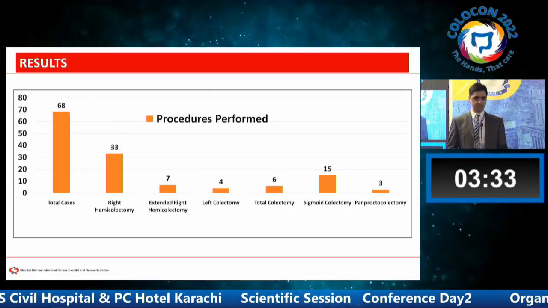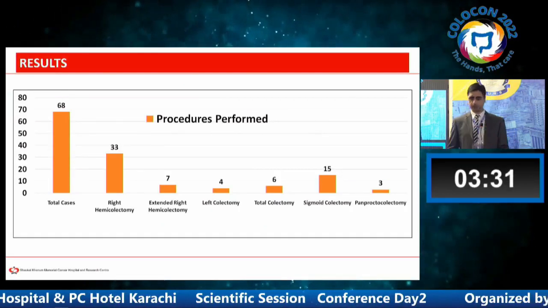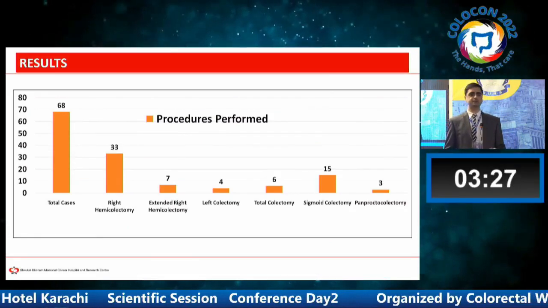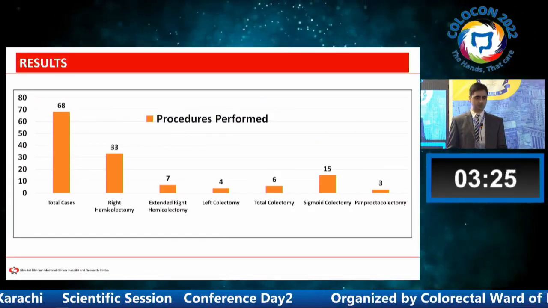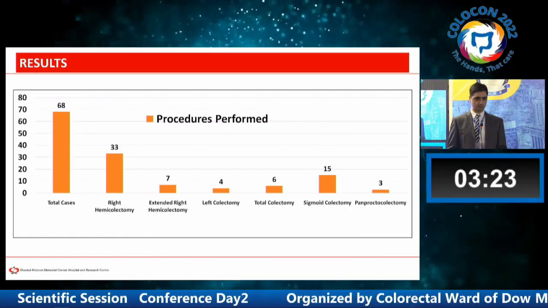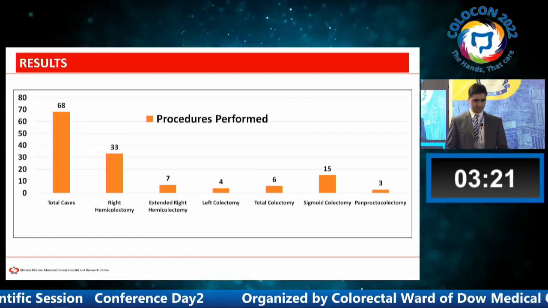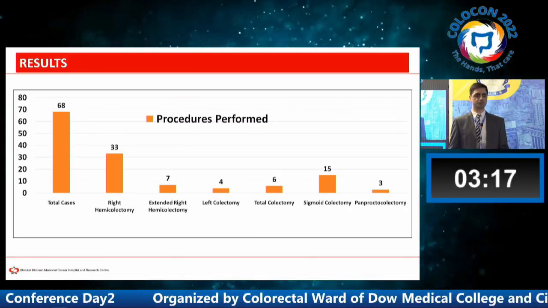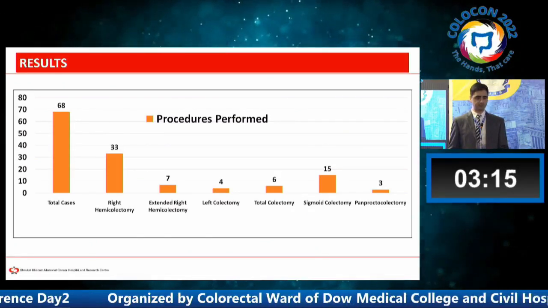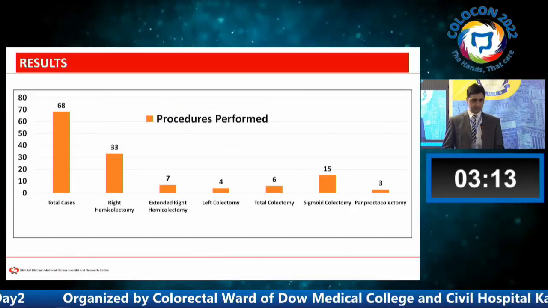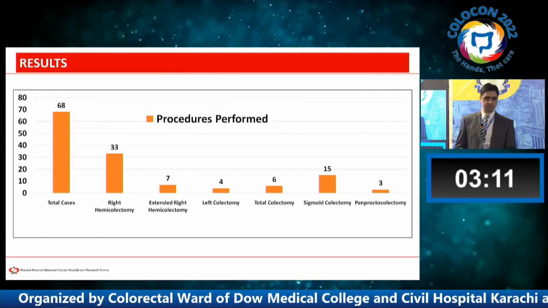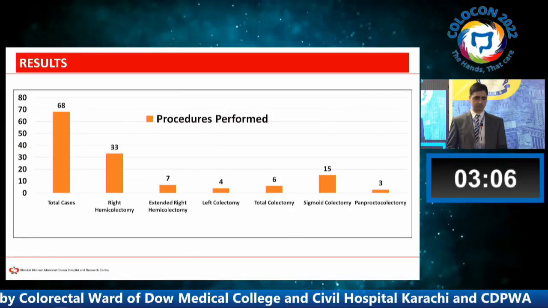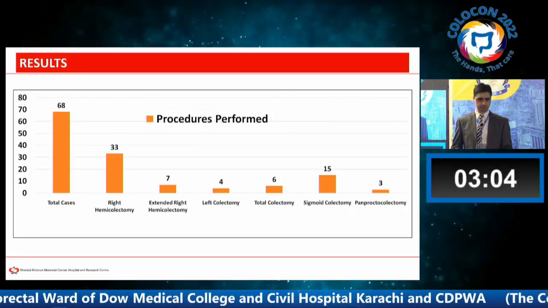Now coming to the procedures that were performed, the majority of the tumors were found on the right side of the colon. So the commonly performed procedure was right hemicolectomy followed by sigmoid colectomy. Extended right hemicolectomy was performed for tumors in the proximal transverse colon and hepatic flexure. 3 patients had panproctocolectomy because they had synchronous tumors in the rectum and ascending colon with multiple polyps throughout the colon.